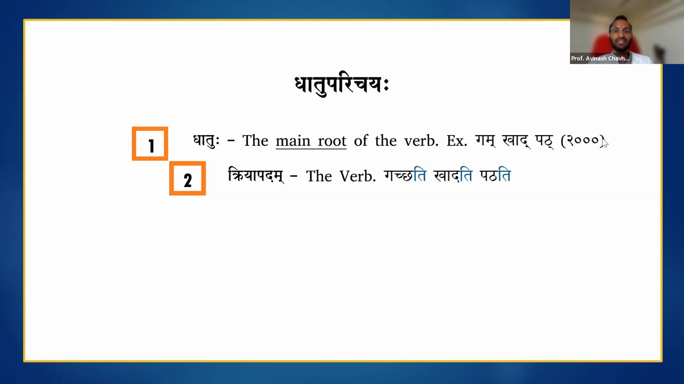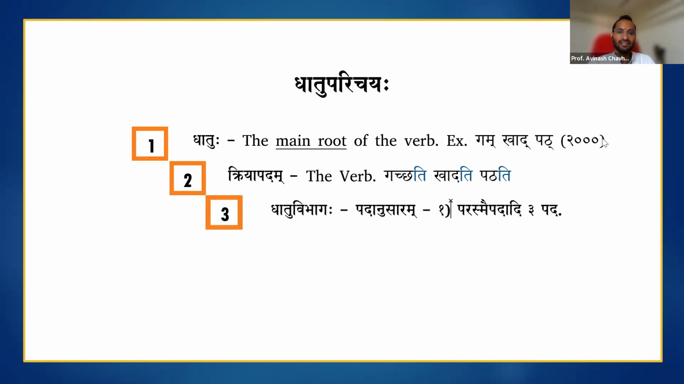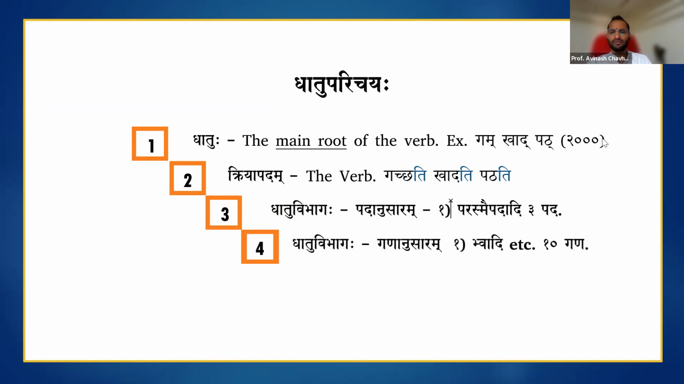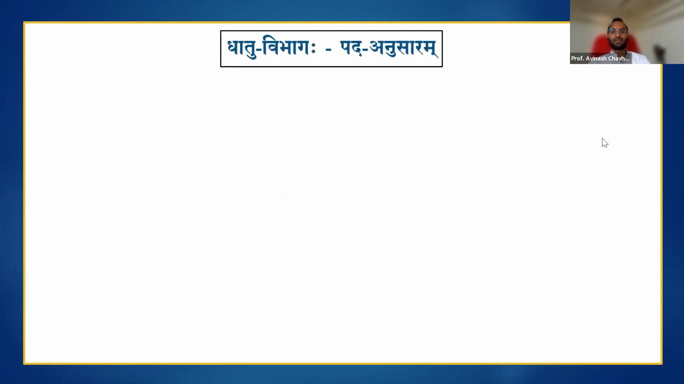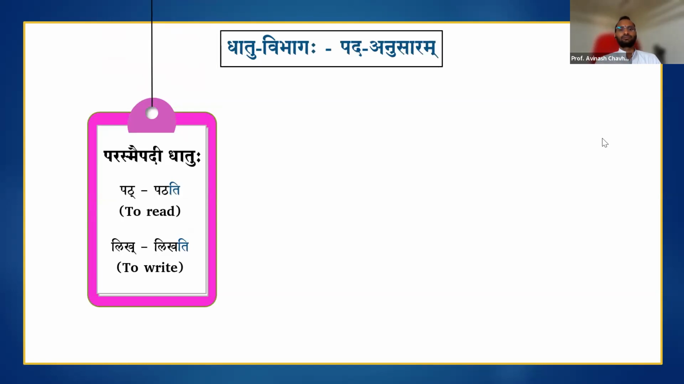Now we are focusing on dhatu, right? There are 2000 dhatus, and all these dhatus are divided. Some of them are parasmaipadi dhatus, some will be atmanepadi dhatus, and some will be ubhayapadi dhatus. We will see that. First is pada anusaram, second is gana anusaram. Okay, now see how they are categorized.